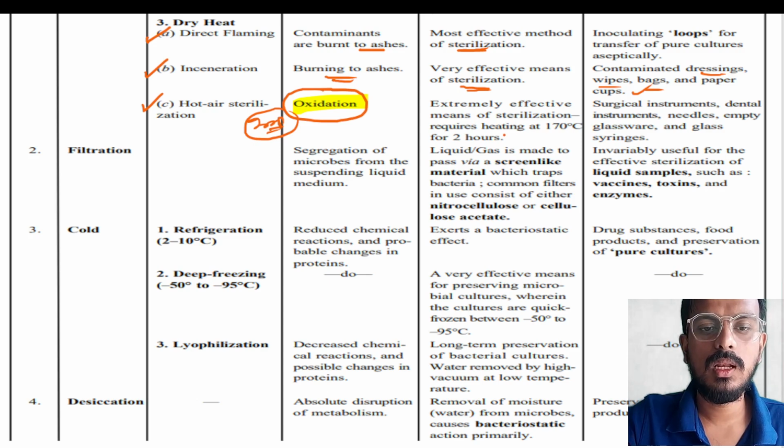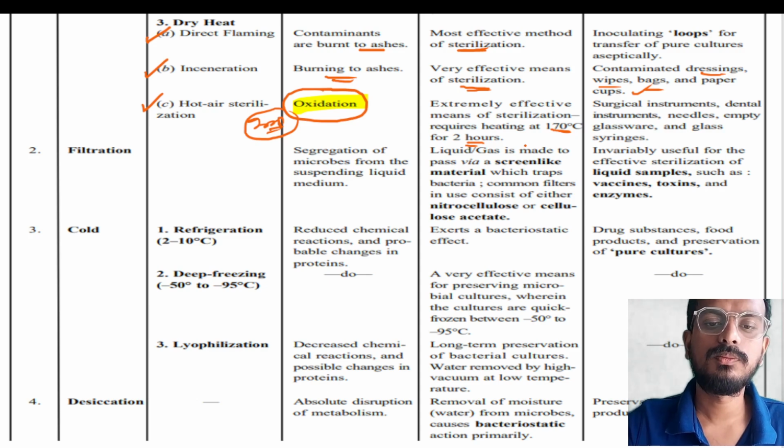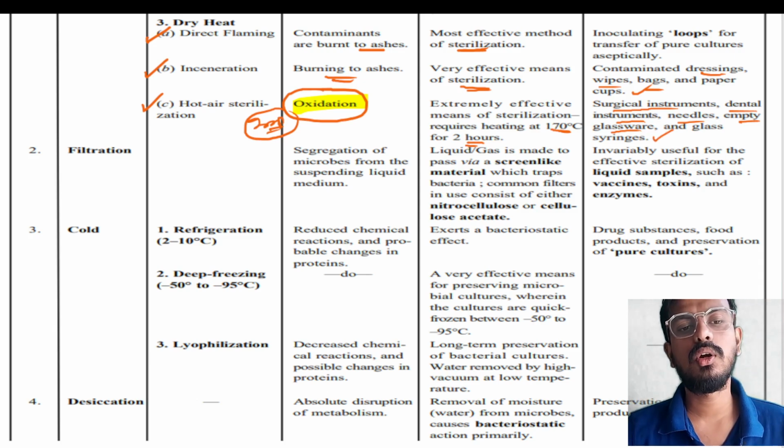It is an extremely effective means of sterilization, requiring heating at 170 degrees centigrade for at least 2 hours. Surgical instruments, dental instruments, needles, empty glasswares, and glass syringes can be sterilized this way. Next, we will talk about filtration.